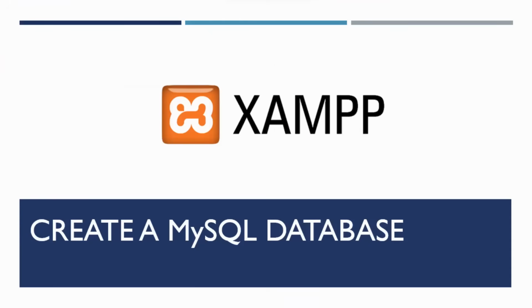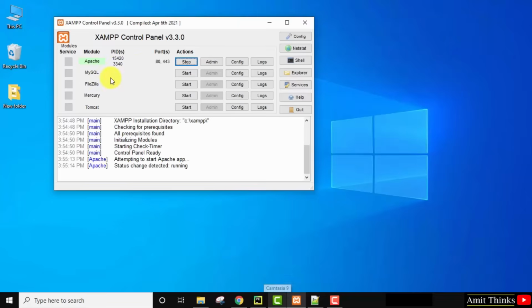In this video we will see how we can create a new database on XAMPP. So we installed XAMPP. You can see the control panel here. To work with database you need to start the MySQL here by clicking start. We did it on the XAMPP control panel.